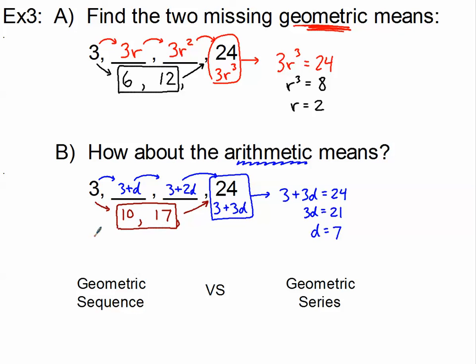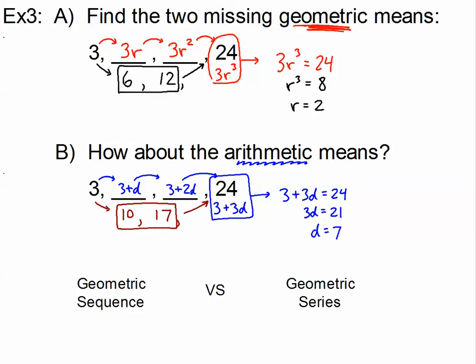So look at the difference between these two. If we're looking for geometric, we're multiplying by something called r. If we're looking for arithmetic, we're adding by something called d. Do that until we can set up an equation to find either r or d.